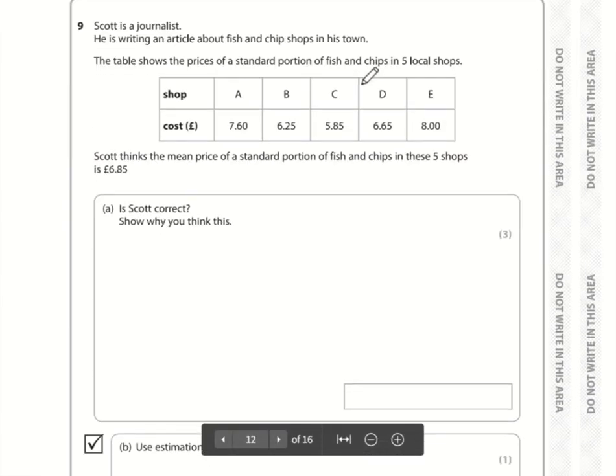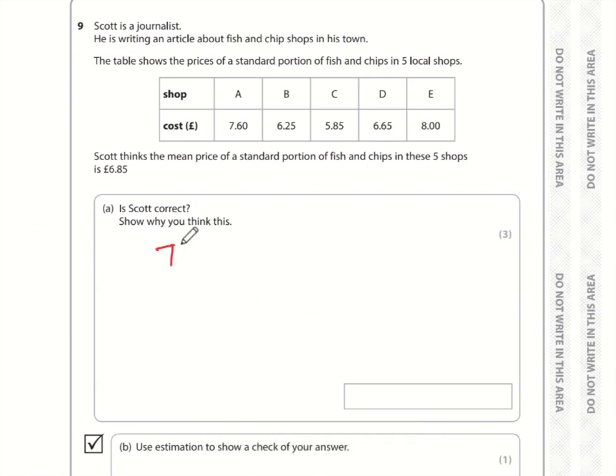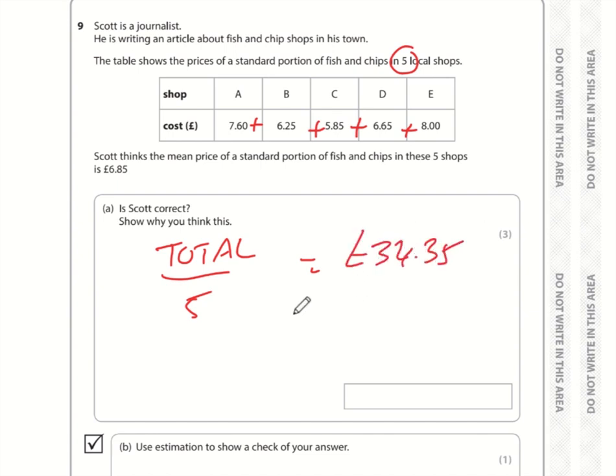Okay, question number 9. So for the mean, we just want to add up the total, and divide it by 1, 2, 3, 4, 5. Actually, they've told us there's 5. So if we add up £7.60, £6.25, £5.85, £6.65 and £8, we get a total of £34.35, and £34.35 divided by 5 is £6.87.